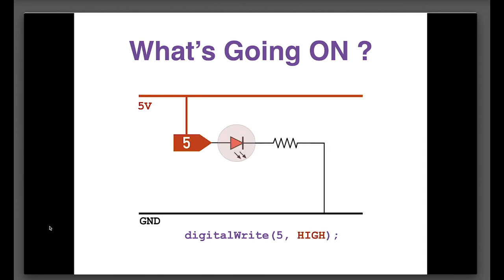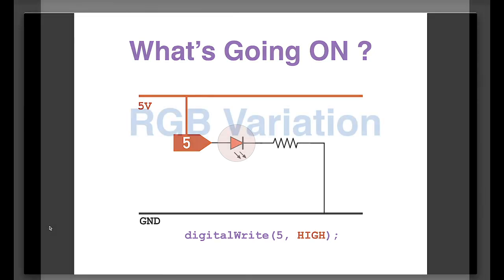When we issue the command digital write 5 high, we connect pin number 5 of the Arduino to 5 volts. We have a voltage difference across the circuit now, and current can flow from pin 5 through the LED, through the resistor, and to ground. And as these commands are alternated, the amount of delay in each case controls how long we stay in each state.